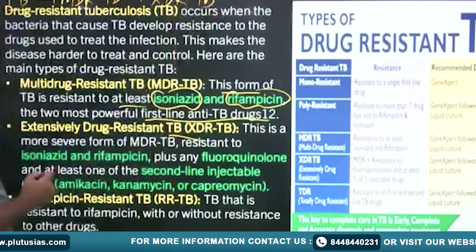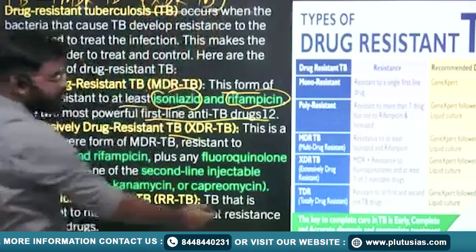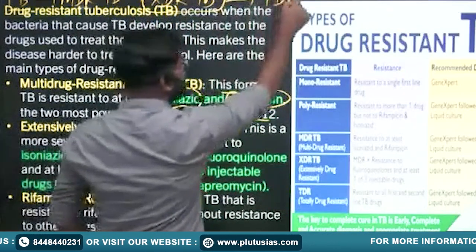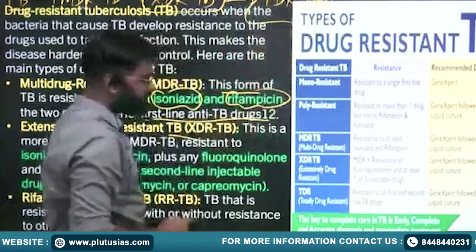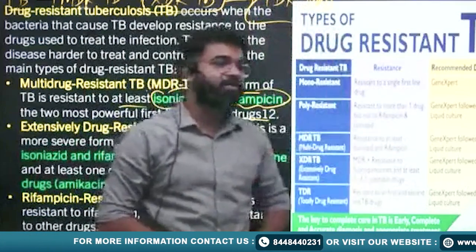Which one is difficult to cure? Simple, XDR TB. Or the last one is totally drug resistant TB, TDR TB, which means resistance to all first and second line TB drugs.